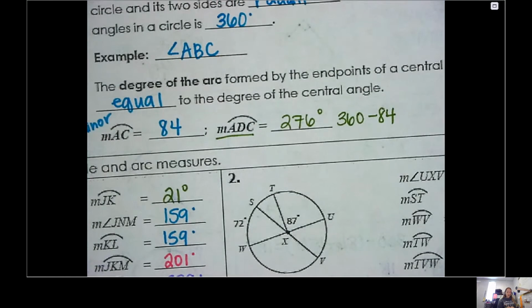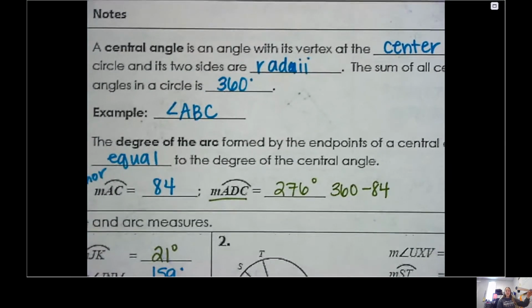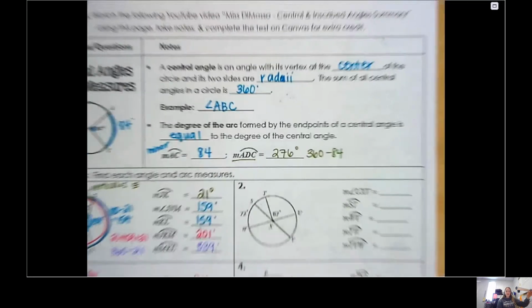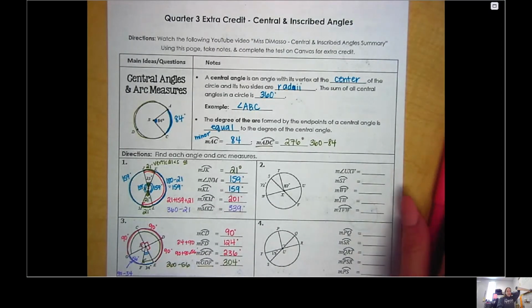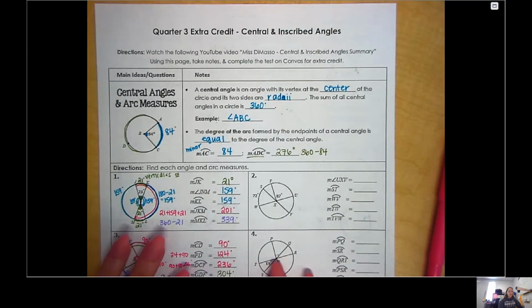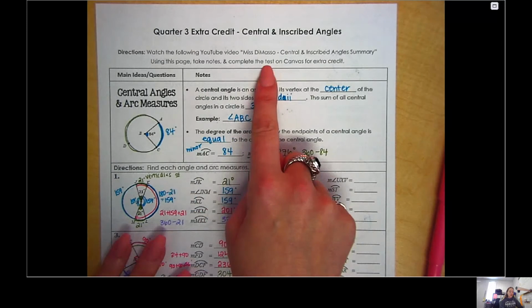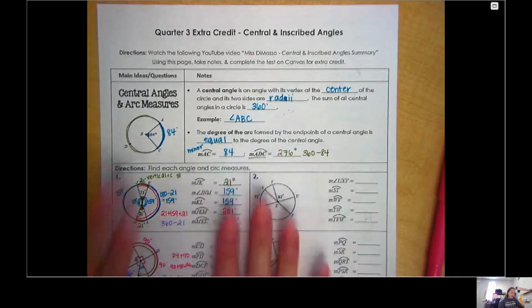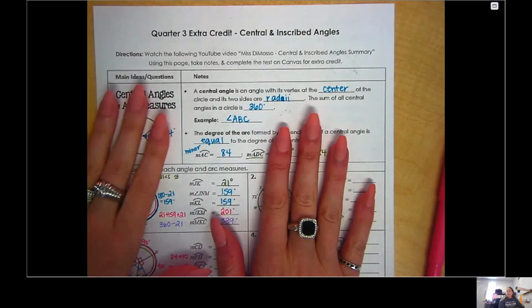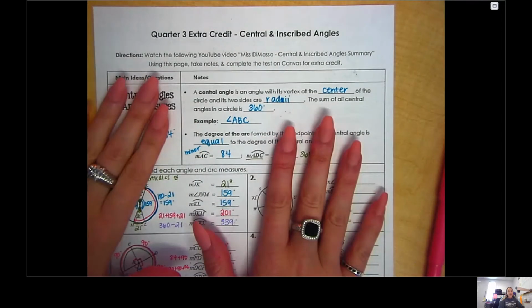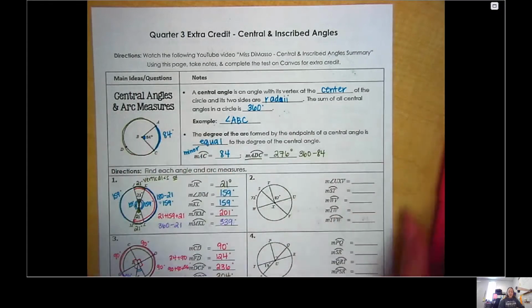Okay, so now we've done your notes for central and inscribed angles. So you're now going to go on to Canvas, and on Canvas you will find an extra credit. It's like a quiz or a Quizlet underneath modules, and you will take that little test on Canvas for extra credit. You can take it twice. I'll take the higher grade. Use this on it. It will help you tremendously. The questions look exactly the same as these, all central or inscribed angles. Hopefully this was helpful, and you get a little sneak peek of what's to come next chapter.